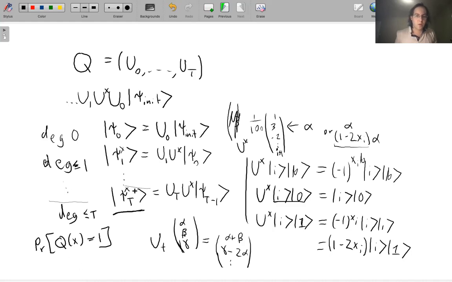Okay, so we're going to measure psi t, or let's say the first qubit of psi t, and see what we get. What does that correspond to in terms of the vector? What that corresponds to is basically we're going to take some sum of this norm squared of alpha for some alpha.